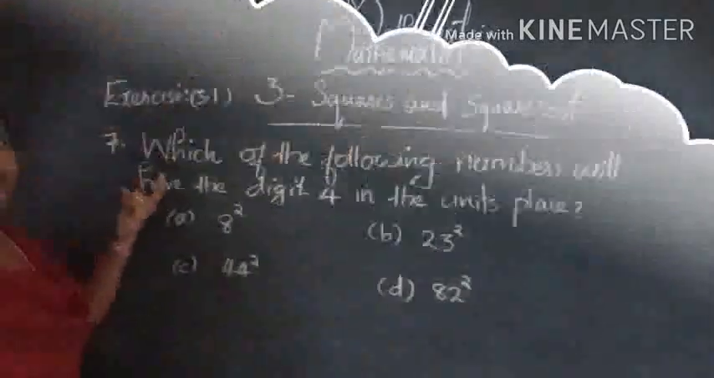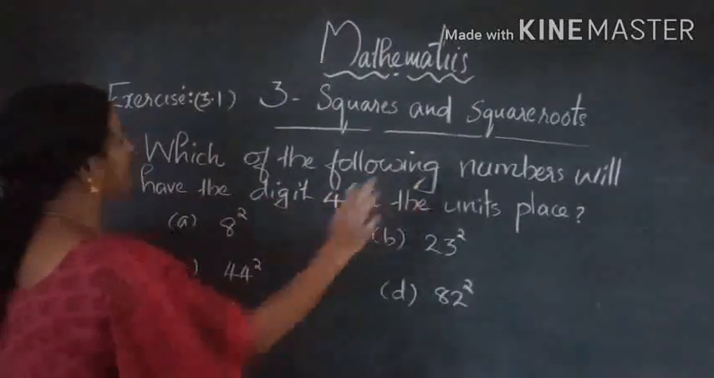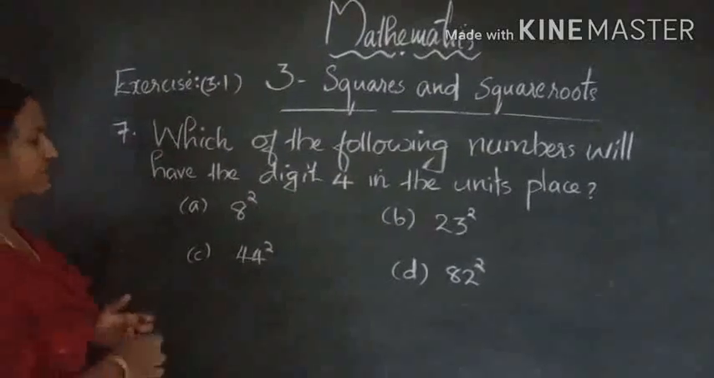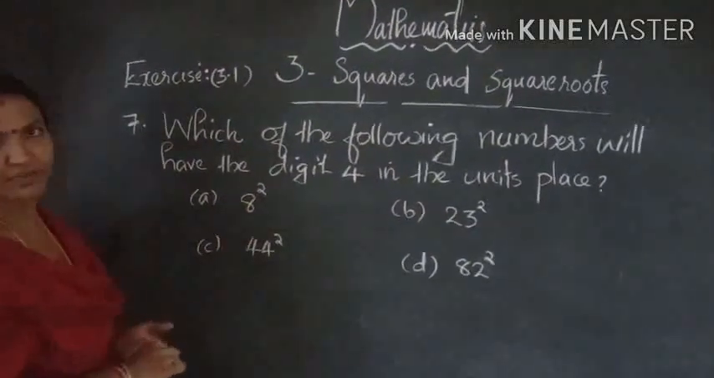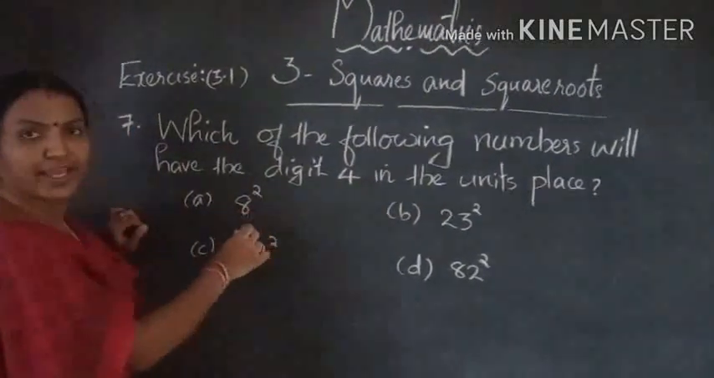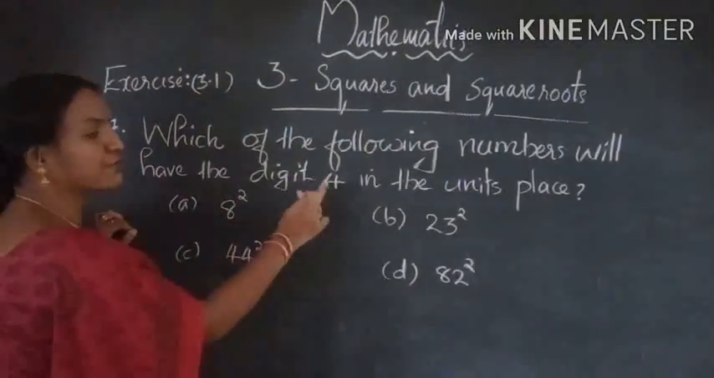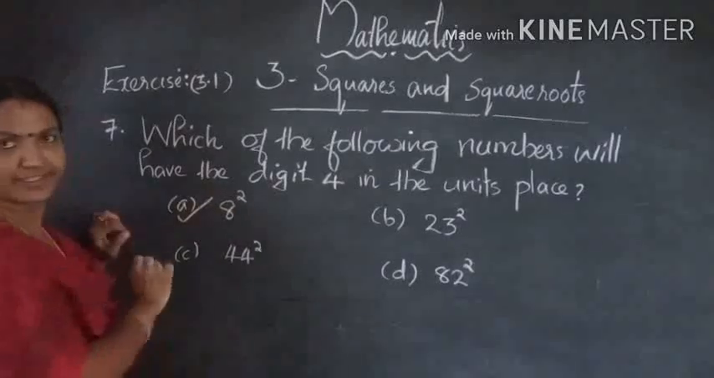Question number 7. Which of the following numbers will have the digit 4 in the unit place? The first one, A, 8 square. 8 square is 8 into 8, 64. So the digit in the unit place is 4. So this is the answer.